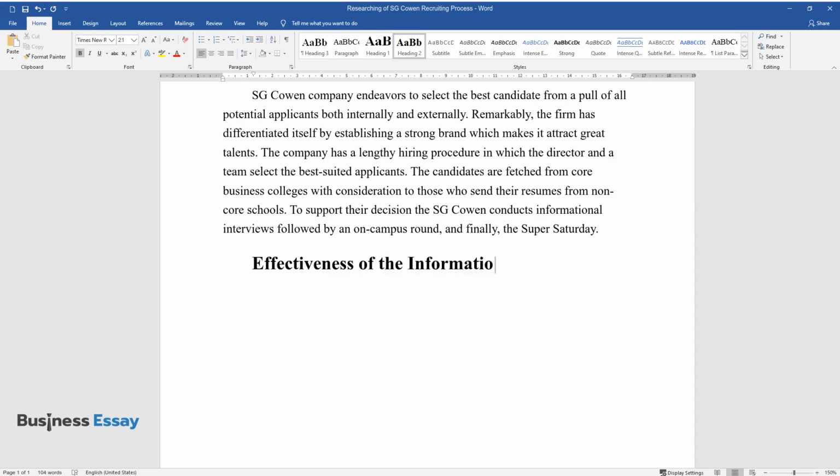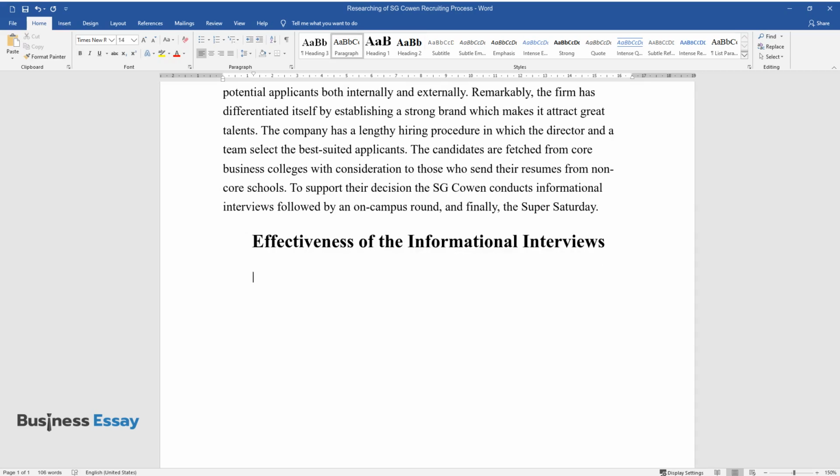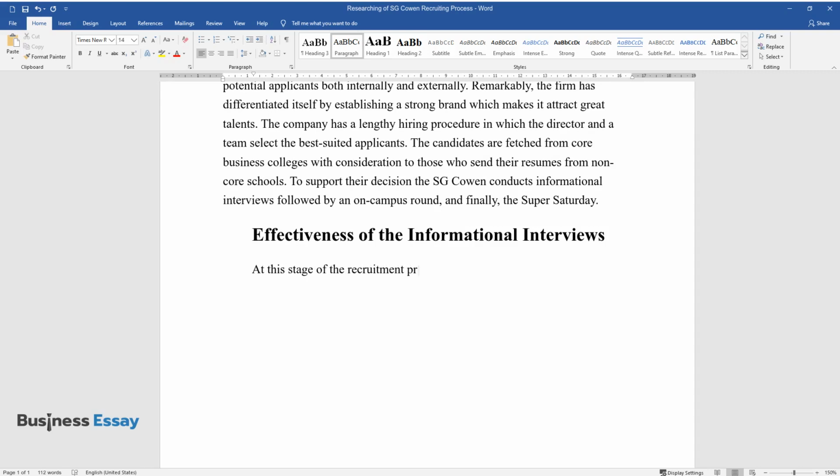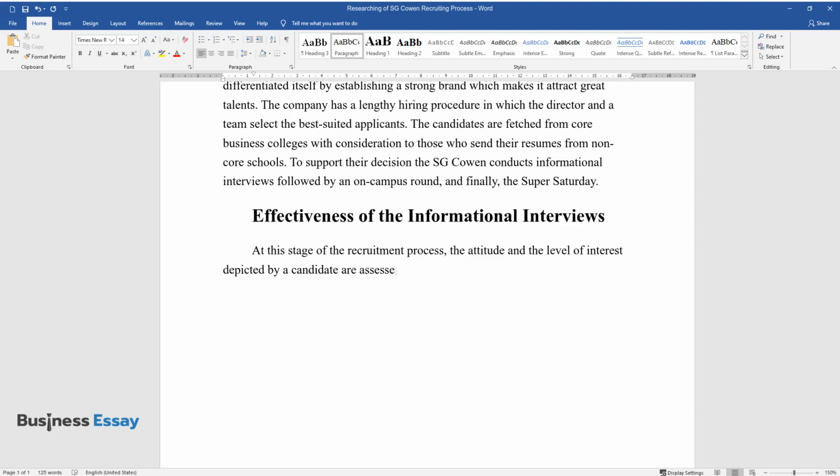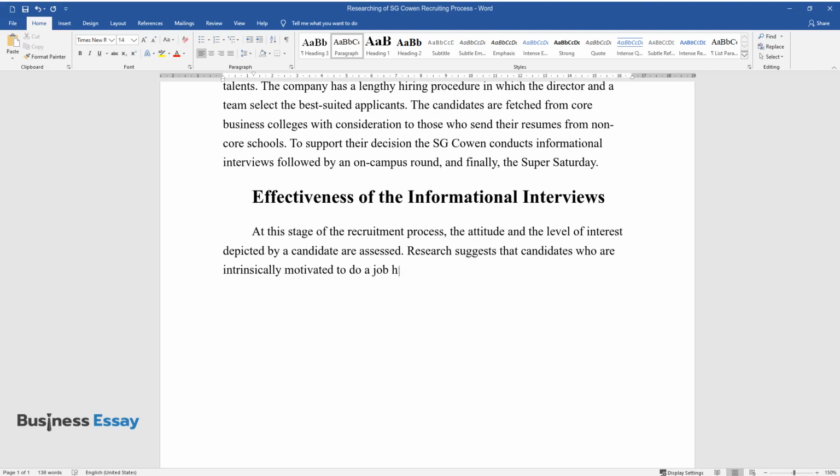Effectiveness of the informational interviews. At this stage of the recruitment process, the attitude and the level of interest depicted by a candidate are assessed. Research suggests that candidates who are intrinsically motivated to do a job have higher levels of performance.